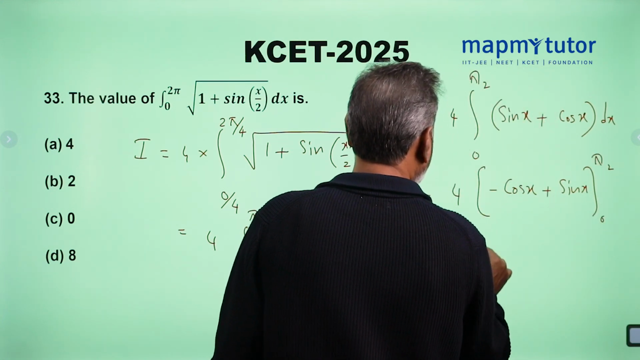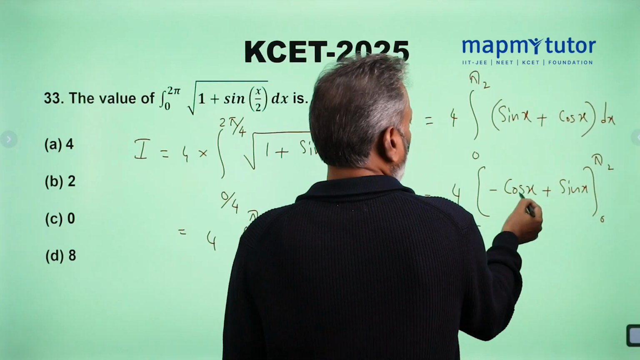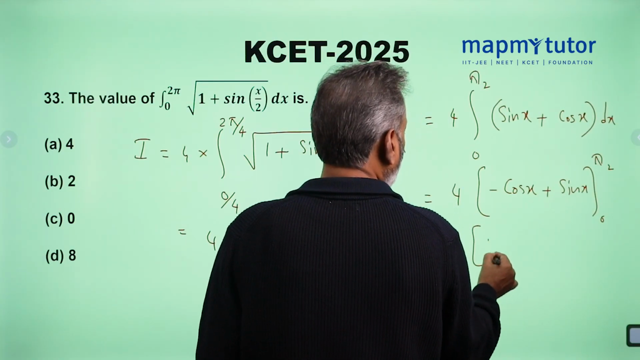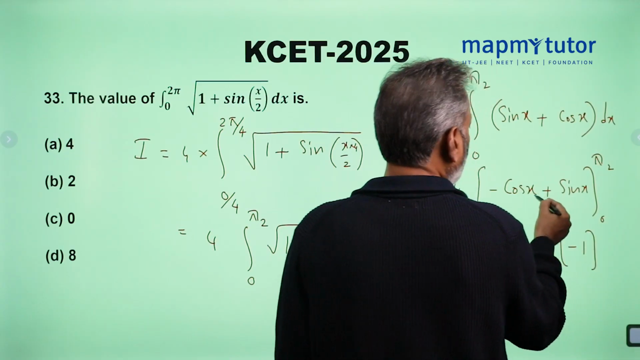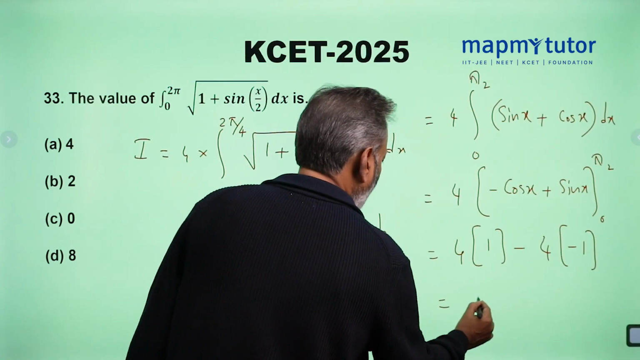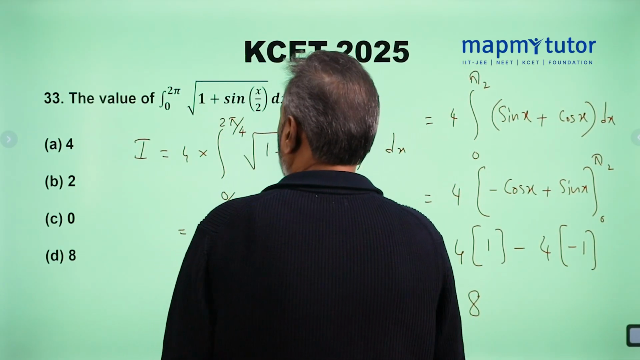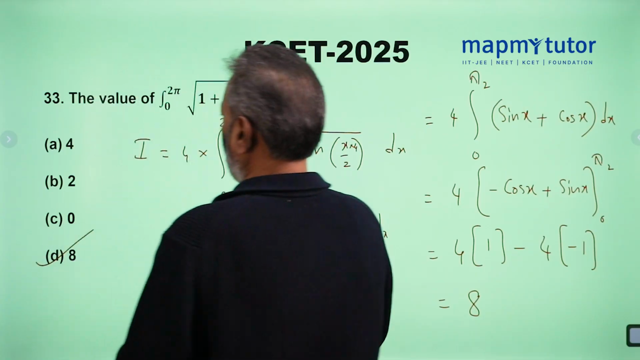What is the upper limit? 4 times. If you put pi by 2, cos pi by 2 is 0, sin pi by 2 is 1. Minus, again 4 times, minus 1, because cos 0 is 1, sin 0 is 0. And the final answer is 8. The fourth option is correct.